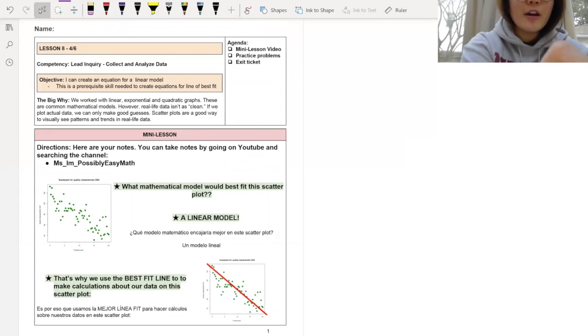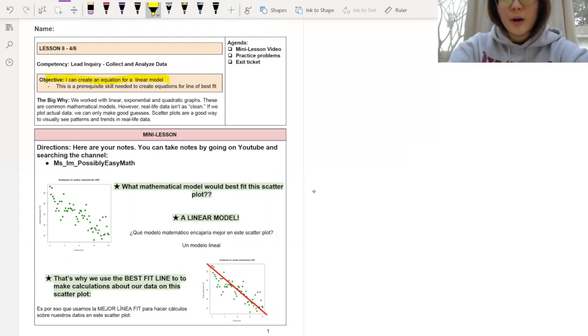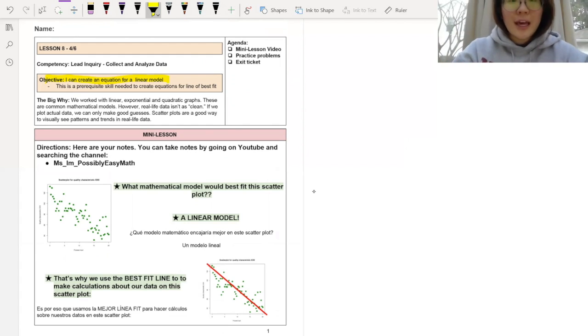All right, so our objective for today is I can create an equation for a linear model. So today is actually a review lesson. I wanted you to feel comfortable how to make equations for a line of best fit, which is something we did on Friday. I thought it would be helpful to go over what is a linear model, right? It's something that we talk about, but maybe you guys need a refresher, or you want to take it to the next level and make these connections, because you can represent linear models in a lot of different ways, which you'll see. But before we begin, I want to go over the why, right?